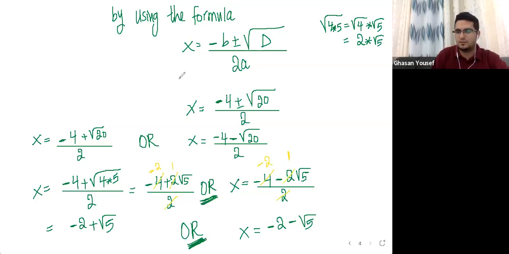Is it clear? Minus 2 plus or minus 2 radical 5. Yes, this is correct. Minus 2 plus or minus 2 radical 5. This is correct.